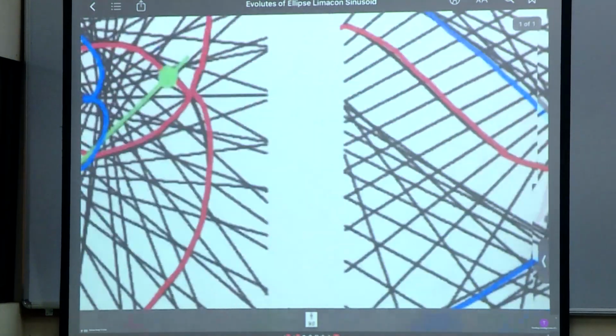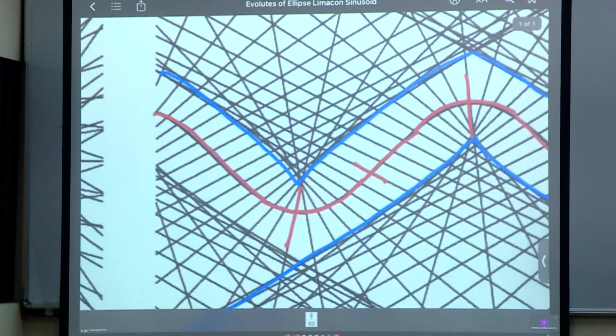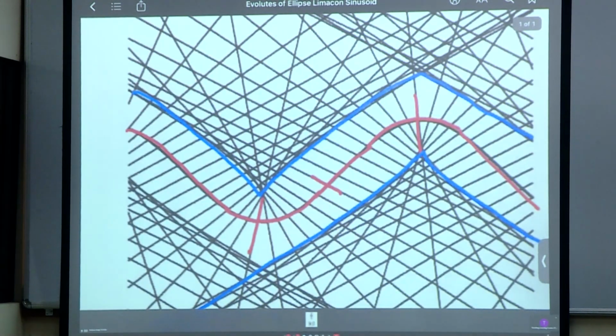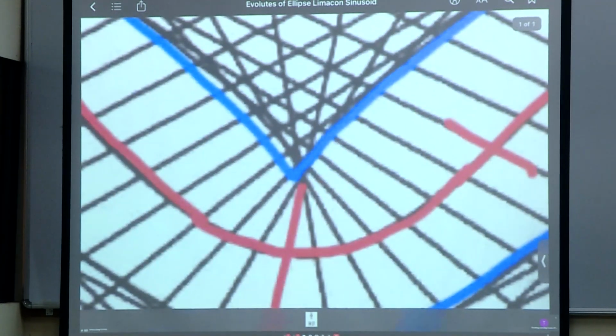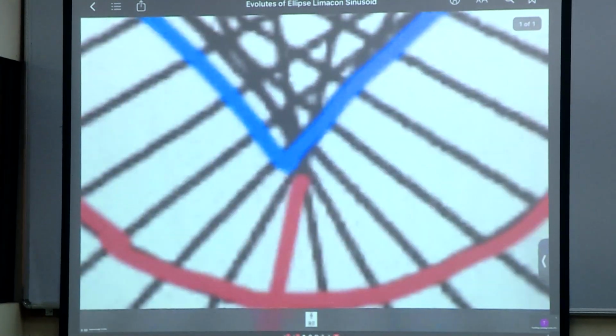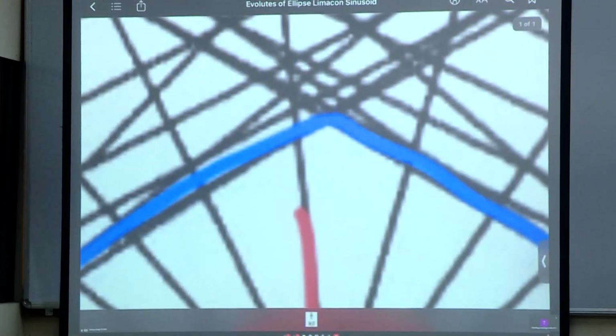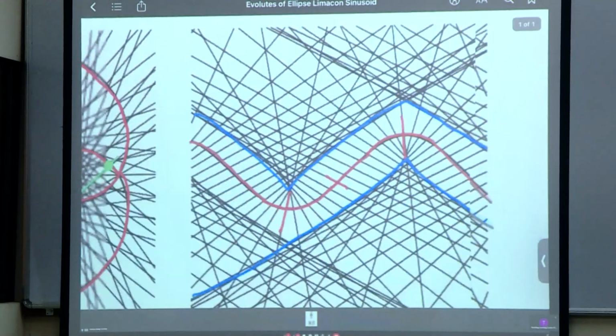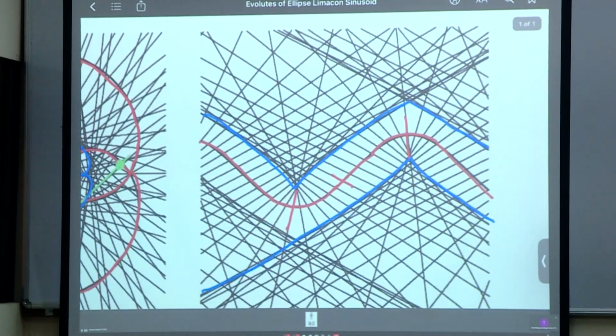Similarly, look at this sinusoid here. The red shaped sinusoid is giving this blue shaped curve. Of course, this blue shaped curve is singular at this point, and at this point also it is singular, so it's in pieces. But the point is, why do these curves show up?